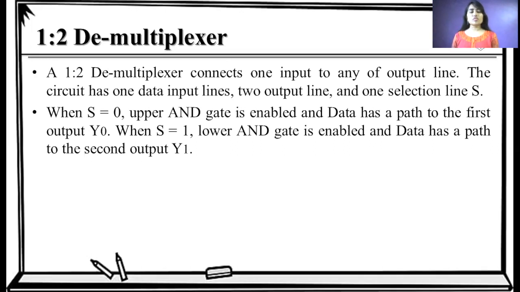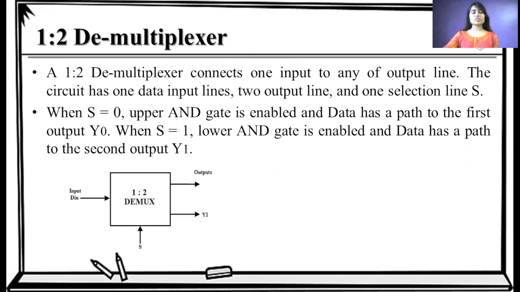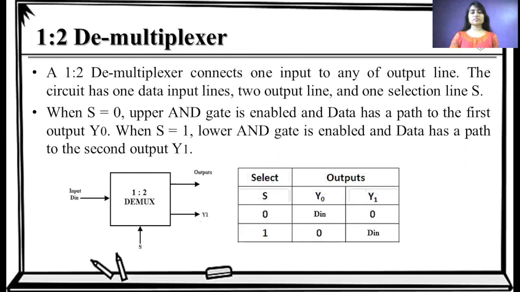Y0. And when S is equal to 1, the lower AND gate is enabled and data has a path to the second output Y1. Here we have a block diagram for the 1-to-2 demultiplexer. One input line D in. This D in can be directed to Y0 or Y1 according to the value of the selection line.